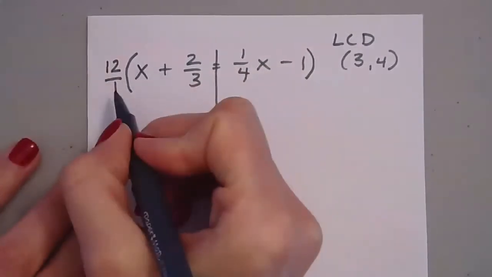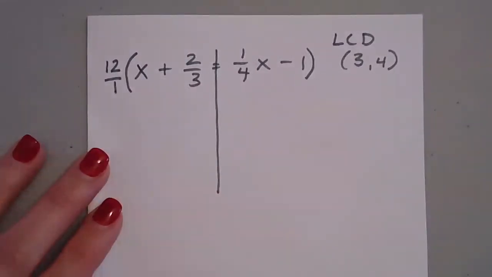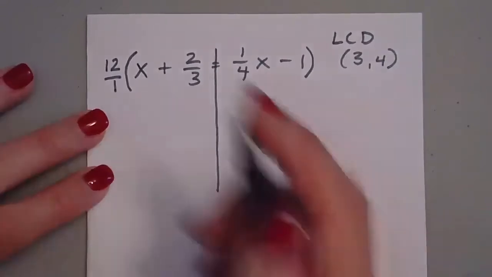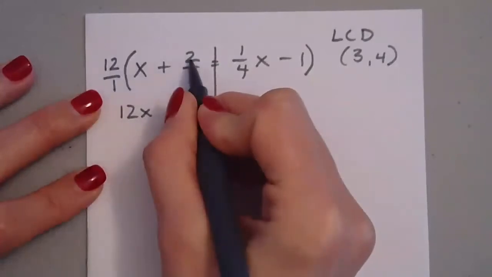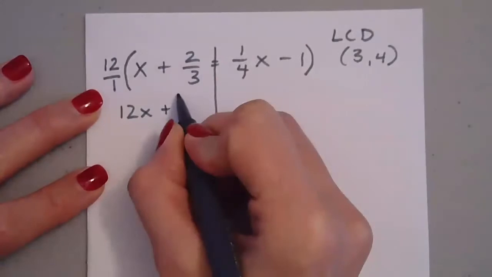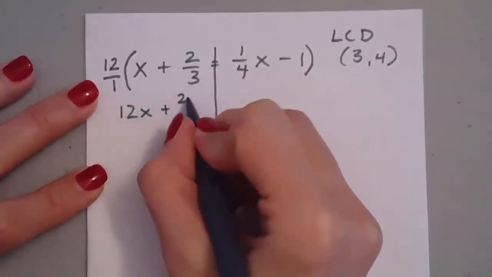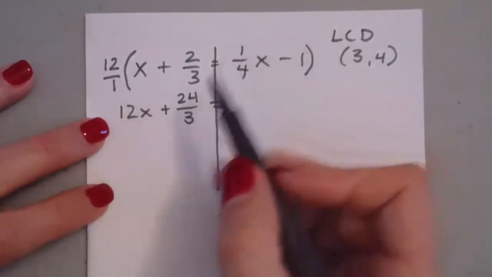Now, I always tell my students to write 12 over 1 as a fraction. So you can imagine multiplying the numerators and denominators. 12 times x is 12x. 12 times 2 is 24. And 1 times 3 is 3. So I'm going to write this out, and you don't have to do this each time, but just so you can see the visual of how it's going to clear the fraction.